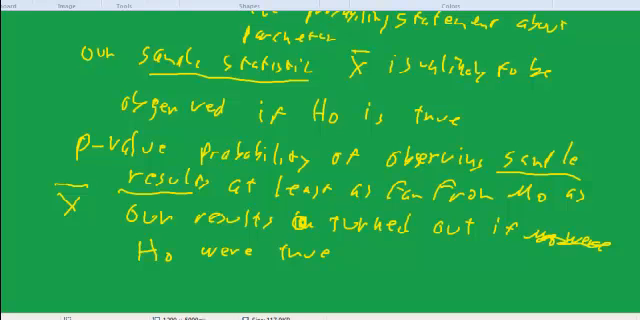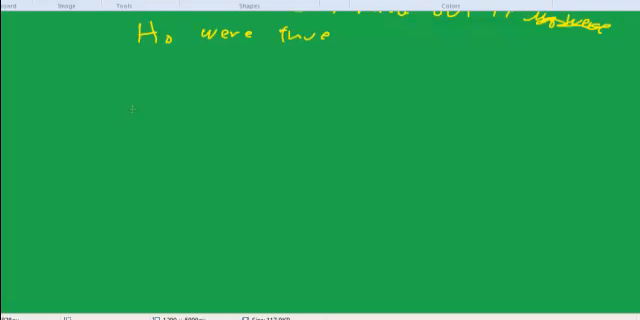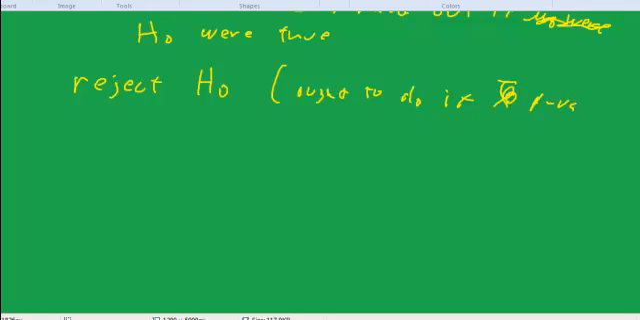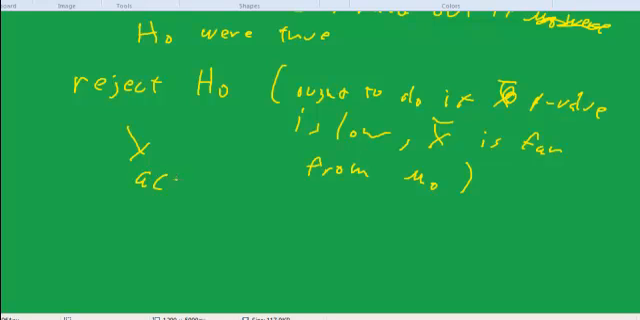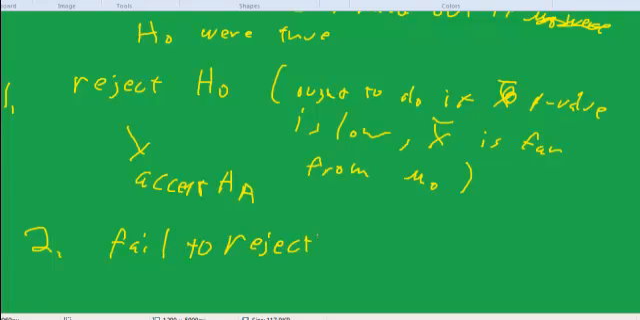Okay, so that's that, and now we're going to introduce some terms. We have some decisions to make. We can reject the null hypothesis, which is something we ought to do if our p-value is low, meaning that X bar is far from the null hypothesis value. And when we reject H naught, that's the same thing as accepting HA. So that's one choice. The second choice is to fail to reject the null hypothesis.